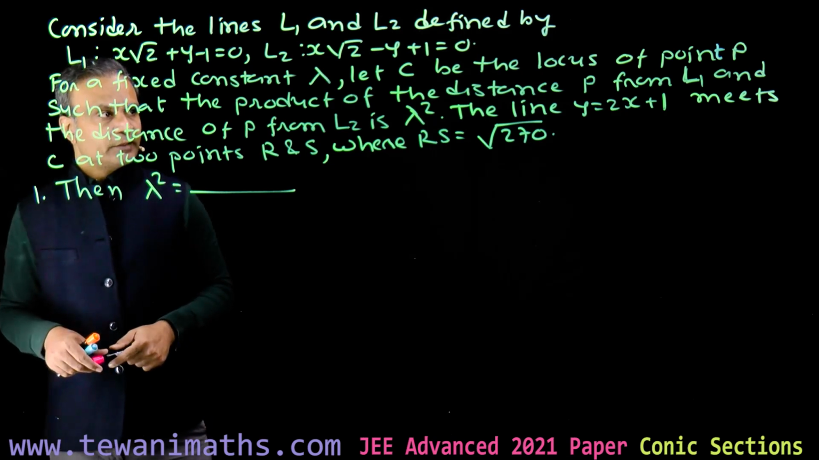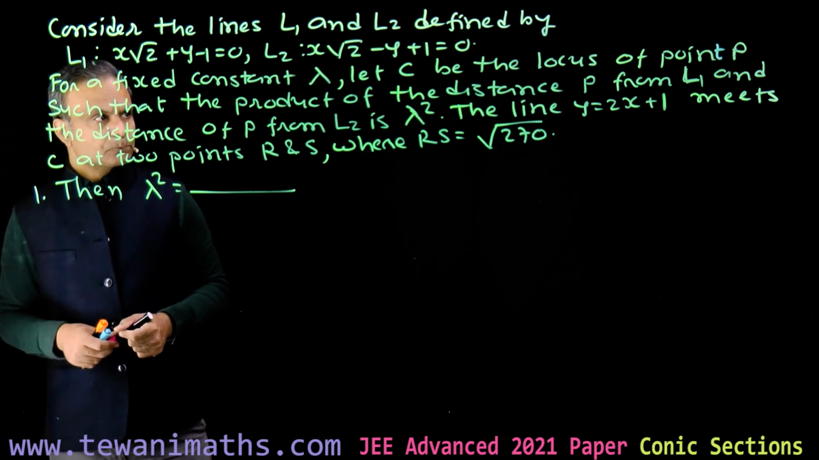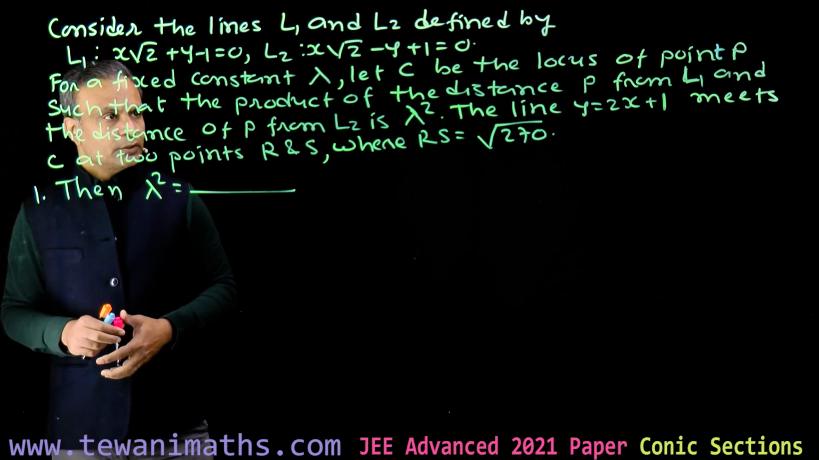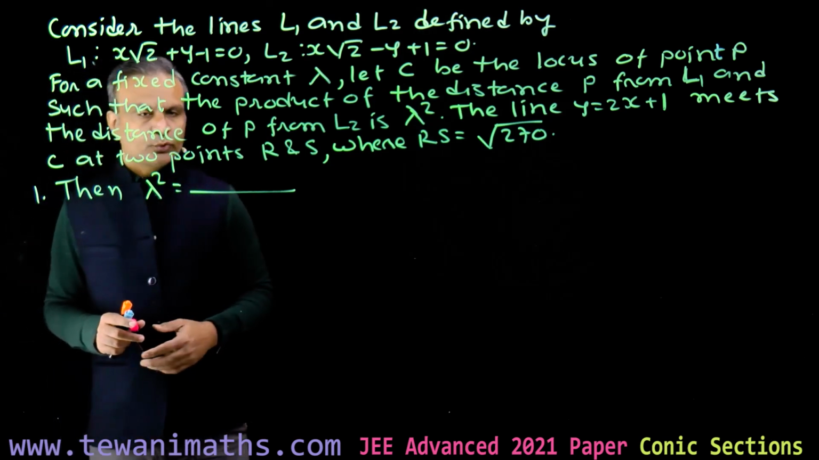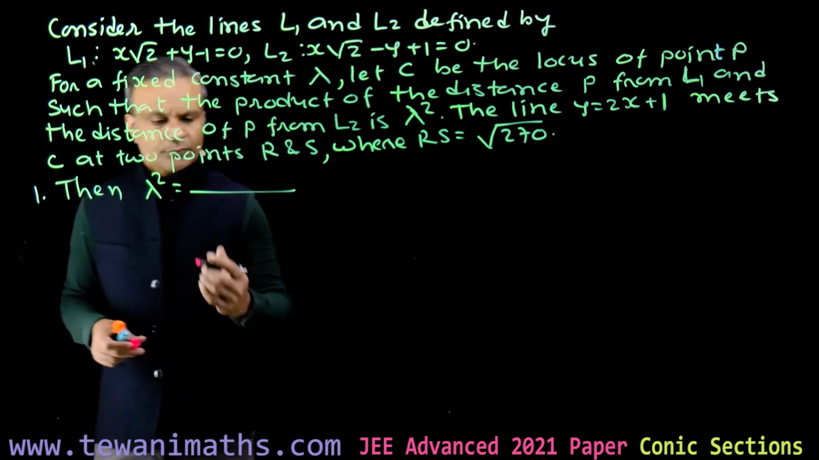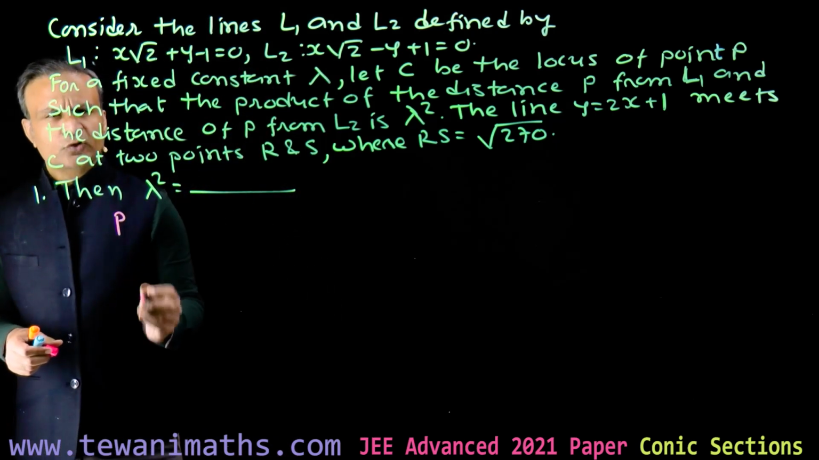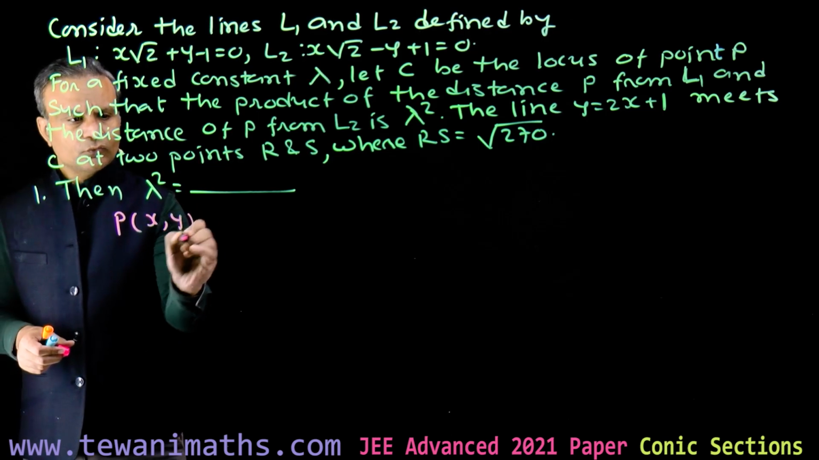Let's first find the equation of the locus of point P. The condition is the product of the distance of P from L1 and the distance of P from L2 is lambda square. Suppose the coordinates of point P are (h, k) or simply (x, y).